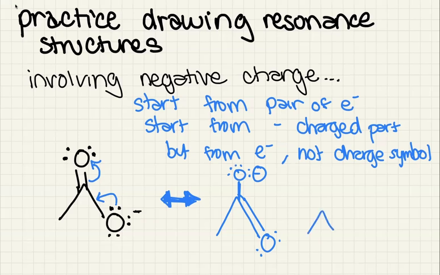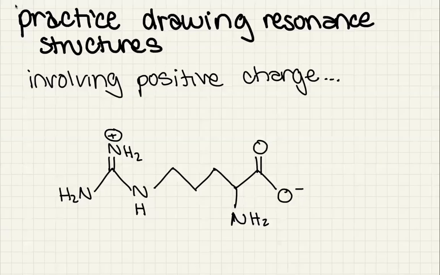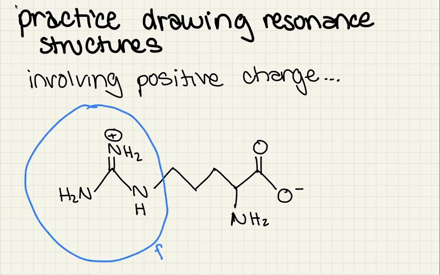And we could also draw things if we wanted with partial double bonds on each of these, and then the negative charge spread throughout. So those are all valid ways to represent this. Okay, now let's do an example involving positive charge. For this case, I just want you to focus on this part of the molecule, because we just dealt with this part, and so we know this part. Focus on this part and draw the resonance structures.